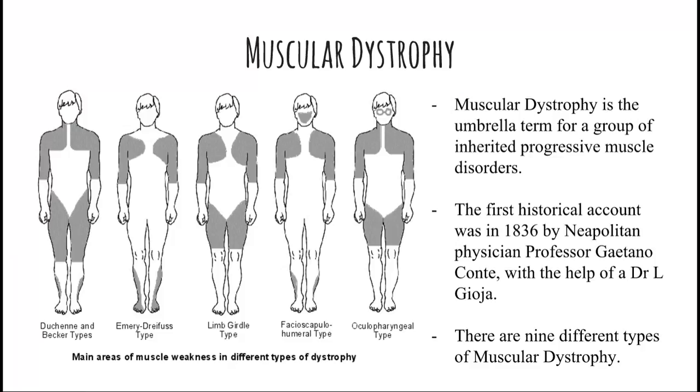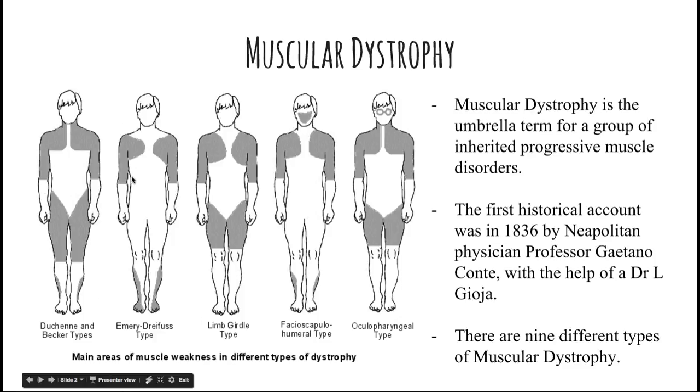Muscular dystrophy, there are 9 different types of muscular dystrophy. Today we're specifically going to be talking about Duchenne muscular dystrophy, located over here. Muscular dystrophy is the umbrella term for a group of inherited progressive muscular disorders. The first historical account, as you can see over here, was in 1836. These professors and physicians did not get the credit for it because it was not properly documented.